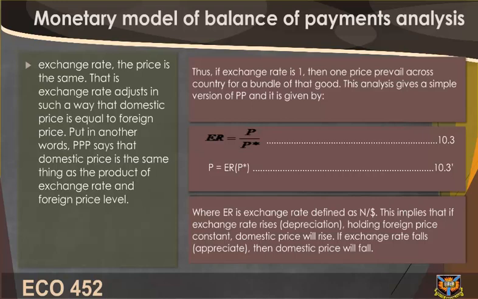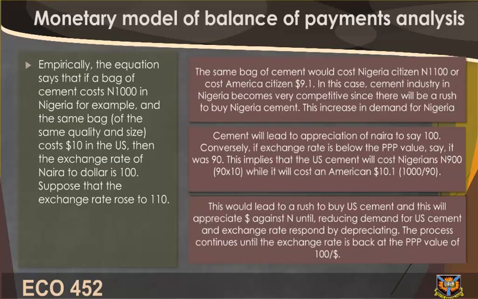This analysis gives a simple version of PPP, and it is given by P = ER × P*, where ER is exchange rate defined as Naira per dollar. This implies that if exchange rate rises, depreciation, holding foreign price constant, domestic price will rise. If exchange rate falls, appreciation, then domestic price will fall. Empirically, the equation says that if a bag of cement costs 1,000 naira in Nigeria, for example, and the same bag of the same quality and size costs $10 in the US, then the exchange rate of naira to dollar is 100.